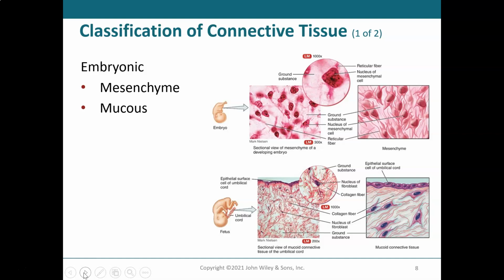Now, we can classify connective tissue in a number of different ways. We can talk about its embryonic elements. So connective tissue that is present primarily in the embryo or fetus is called embryonic connective tissue. Mesenchyme, found almost exclusively in the embryo, is a tissue from which all other connective tissue eventually arises. This is referenced in table 4.3 in the text. Mucoid connective tissue, also known as Wharton's jelly, is found in the umbilical cord of the fetus.